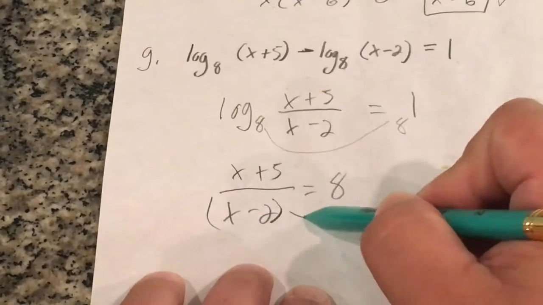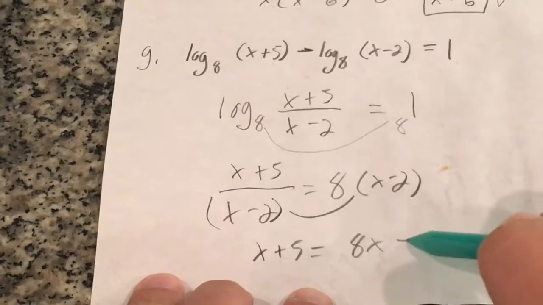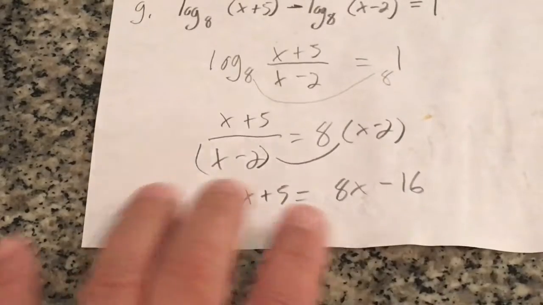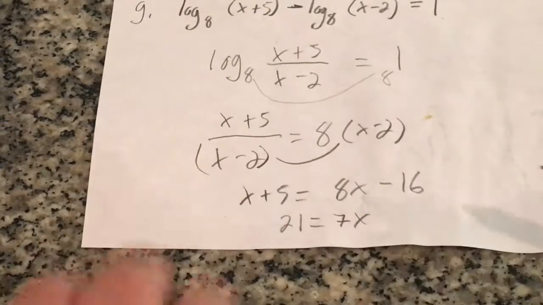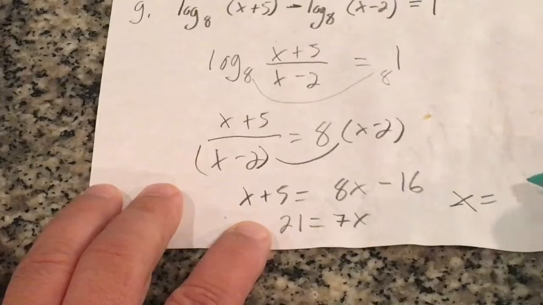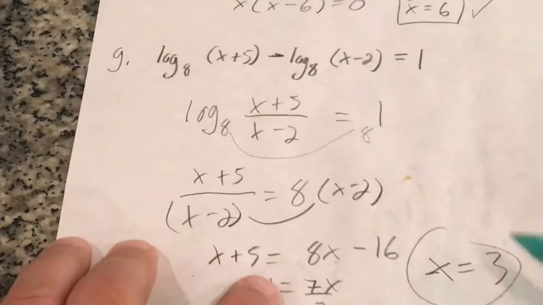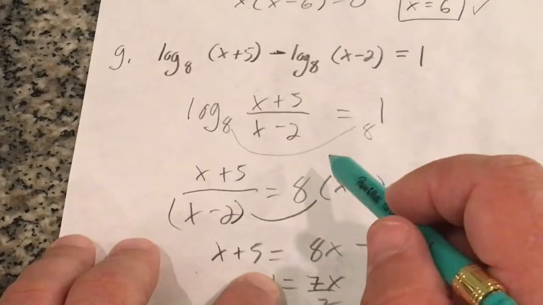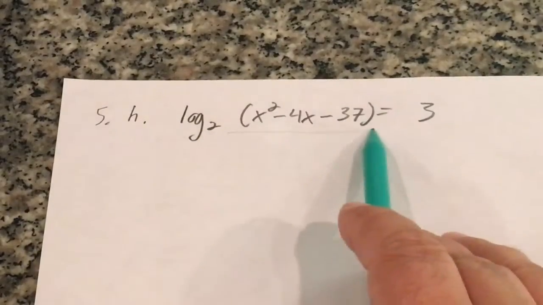So I'm going to multiply both sides by x minus 2. And that's going to give me x plus 5 equals 8x minus 16. Continue to solve it. I'm going to subtract x from both sides and add 16 to both sides. So 21 equals 7x. In this instance, x equals 3 when I divide both sides by 7. Let's see if it works. 3 minus 2 is a positive answer, and 3 plus 5 is a positive answer. They both work.